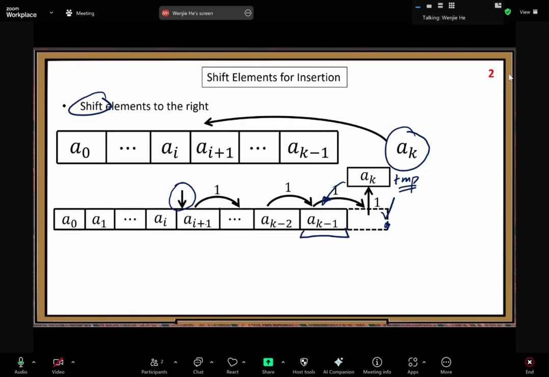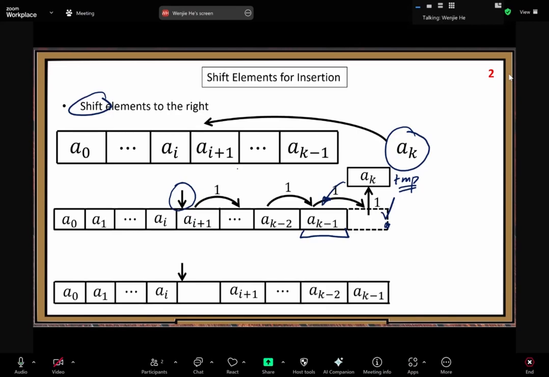Then eventually, here we assume this is the last element. We need to do the shift operation. After that last shift operation, we have this situation. You can see this location is empty, vacant. But we still need to do another comparison, because you still do not know if you need to do another shift operation, right?